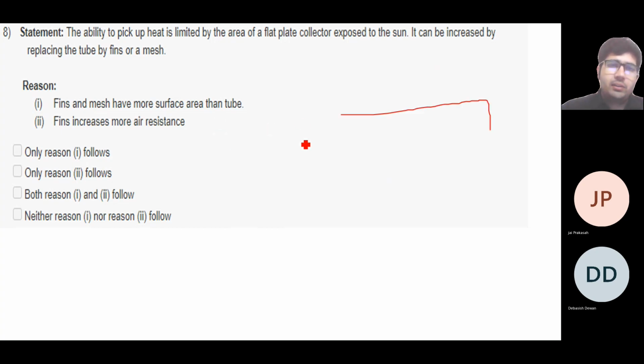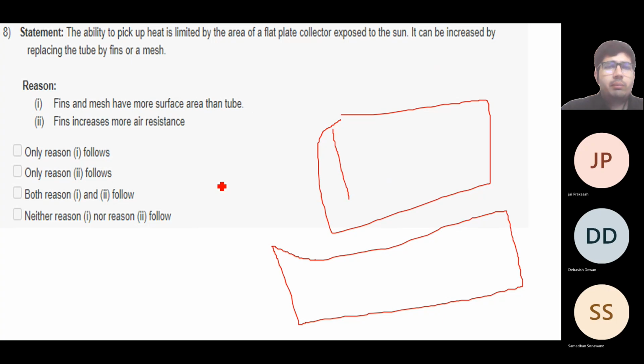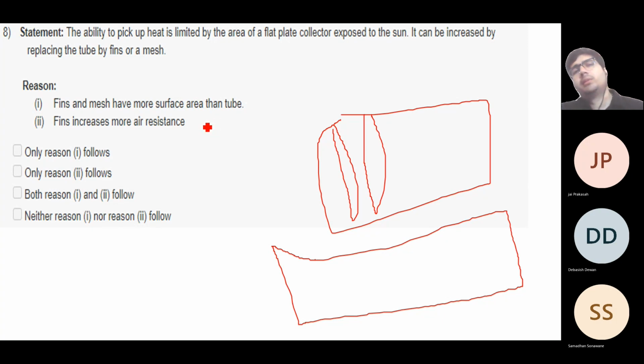So the larger the area of the solar plate collector you have, the more heat you will pick up. So it can be increased by replacing the tubes by fins or a mesh. In this we are having some tubes, with circular cross section. Now if we replace these by fins or mesh, will the heat pickup increase or not?